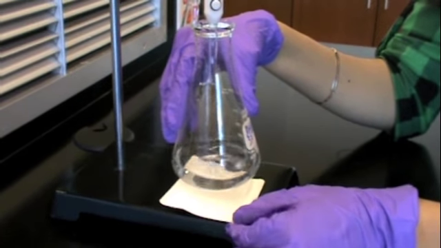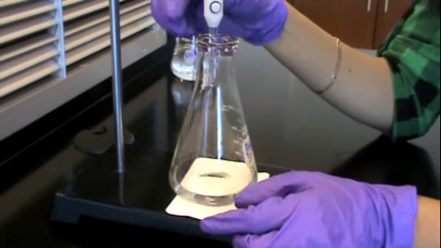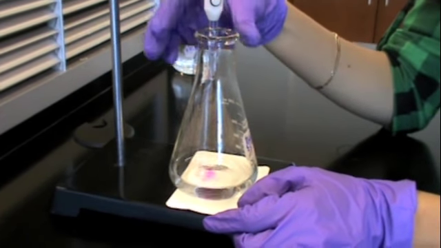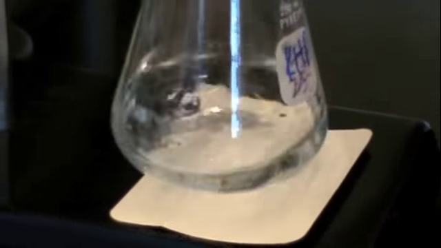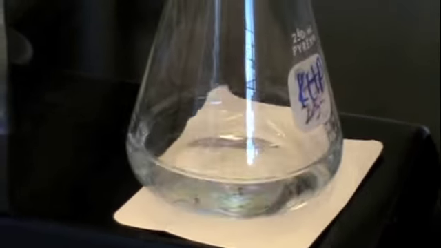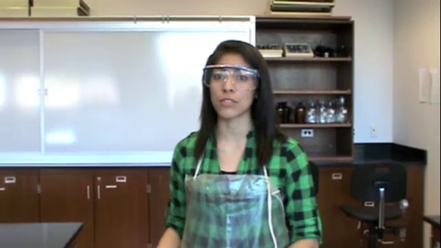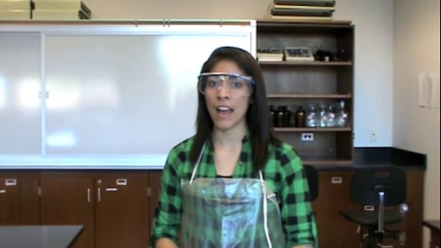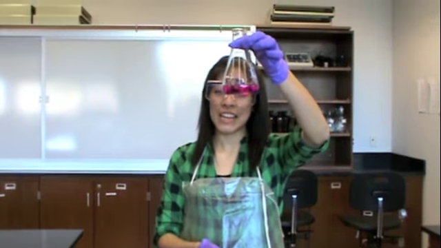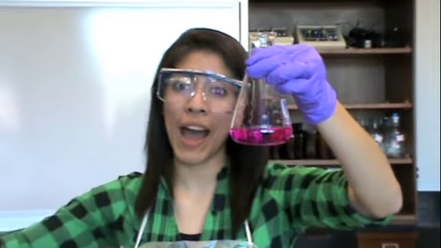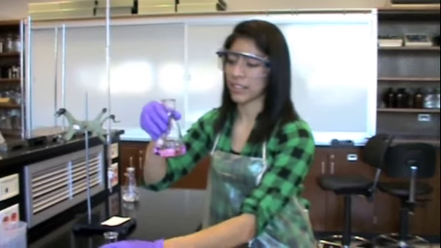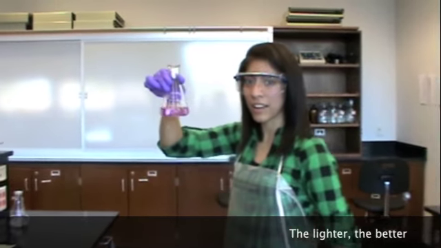It's helpful if you put a piece of white paper under it. That way you can see the color change better. For example, look at that. We are getting really close to the end point. So recall, when we added our indicator solution to our KHP solution, it was clear. Now, this is not good. This is what happens when you overshoot or go past the end point. This is what you actually want. A slight, faint, pink color.